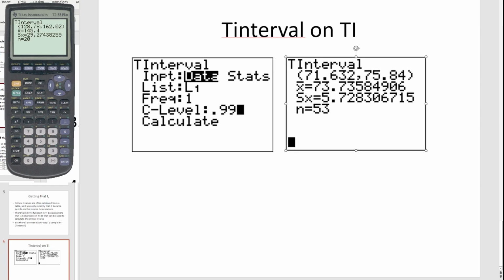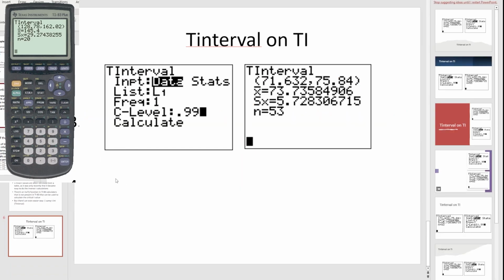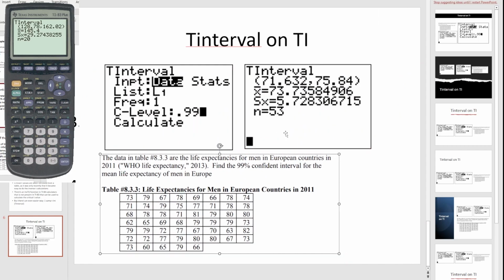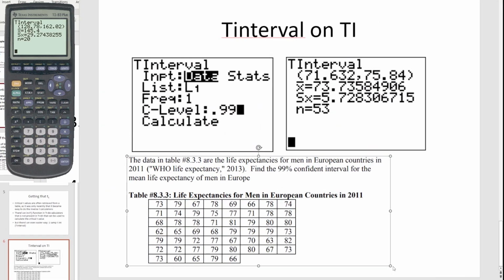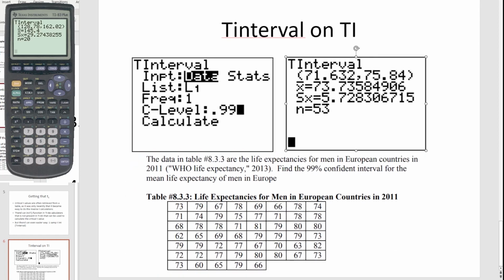The data that you see here is for a different problem, in case you wanted to check this one. It's for this problem, in particular. If we type all of this data into our calculator and we use the t-interval function, we should get this confidence interval.